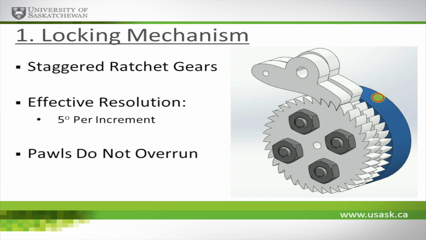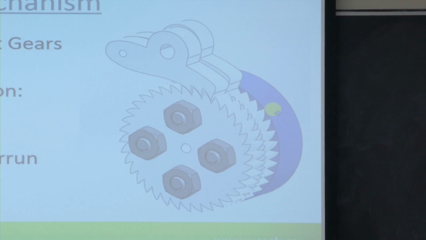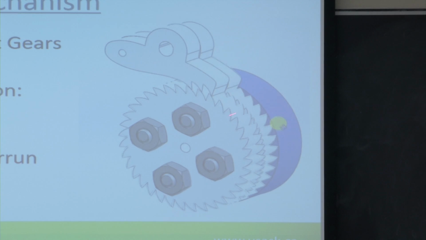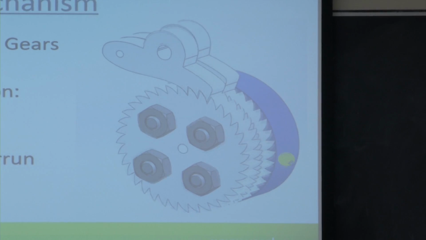So the way a ratchet gear works is you have the ratchet gear and you have the pawl mechanism. And in one direction, these wheels are free to rotate, but the moment you try and rotate in the other direction, it gets forced up against those pawls and it basically locks the mechanism. So by staggering two ratchet gears together, I'm basically allowing this mechanism to lock in increments of 5 degrees.